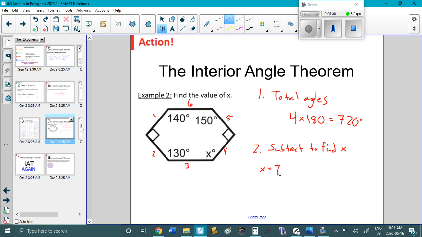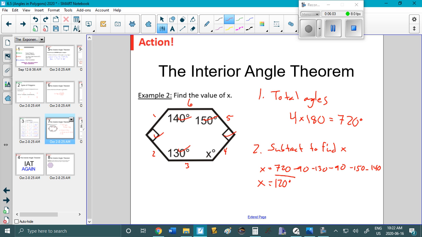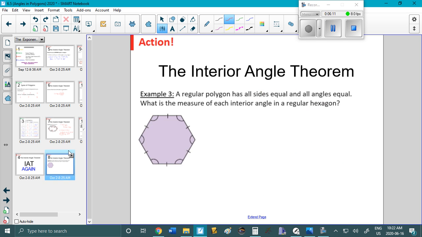So x equals 720 minus 90. This one's done. Minus 130, minus 90, minus 150, minus 140. And I just checked off the angles as I go so that I know what I've done. So 720 minus 90 minus 130 minus 90 minus 150 minus 140, and I get 120 degrees. And it's not approximate, it is exact. And there you go. And then we would say by IAT, because we're using the interior angles, so it's IAT.